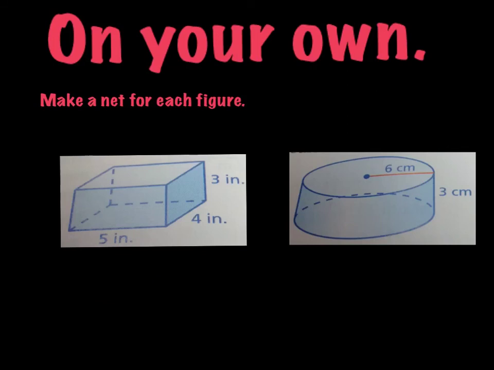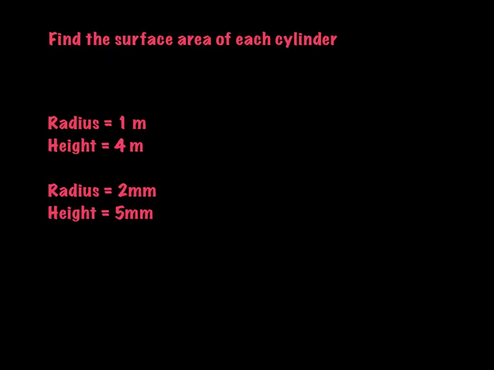Okay, here are your on your own questions. For the first two, I would like you to make a net for each figure. So you have one prism and one cylinder. For the next two questions, I would like you to find the surface area of each cylinder, and you are given the measurements of the radius and the height. So the first cylinder has a radius of 1 meter and a height of 4, and the second cylinder has a radius of 2 millimeters and a height of 5 millimeters.